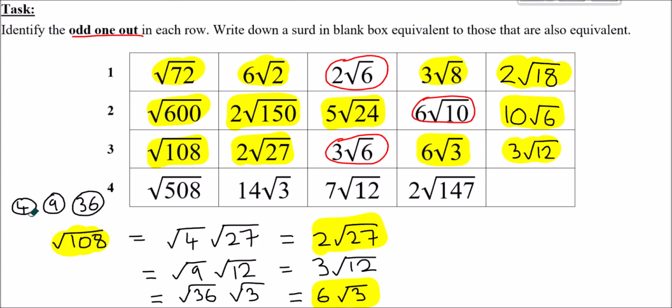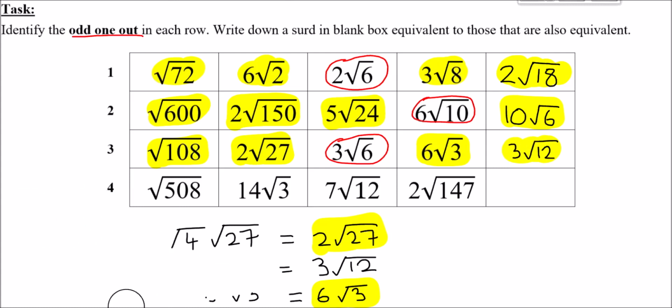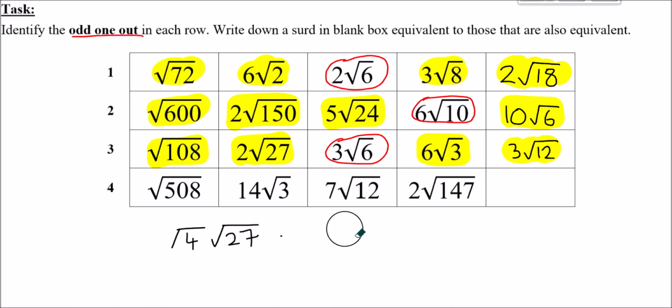Now finally, for the last row. Now we start off with root 508. Now, by process of elimination, or finding out the hard way, I'm going to show you that actually root 508 is the odd one out. So you could have done this by thinking of partitions of 508. So 508 does have some numbers which go into it which are square numbers. For example, 4 would be one of them. But what I'm going to do here first of all is look at the other 3.